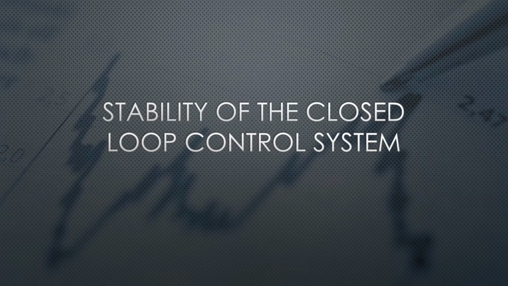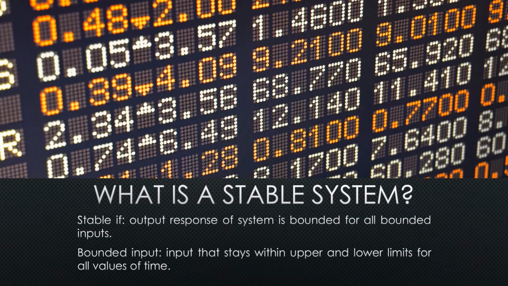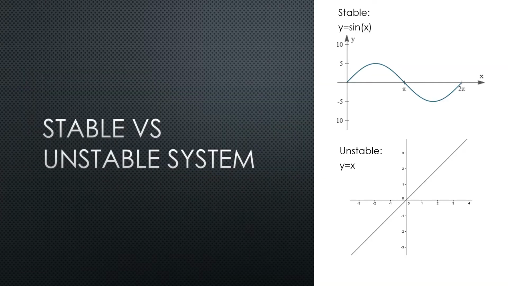Stability is an important factor in a system. We are going to use the Routh stability criterion to determine whether our system is stable. A system is said to be stable if the output response of the system is bounded for all bounded inputs. A bounded input is an input that stays within the upper and lower limits for all values of time. For example, the system of y equals sine x is stable because it is bounded, while the system of y equals x is unstable because it is unbounded.